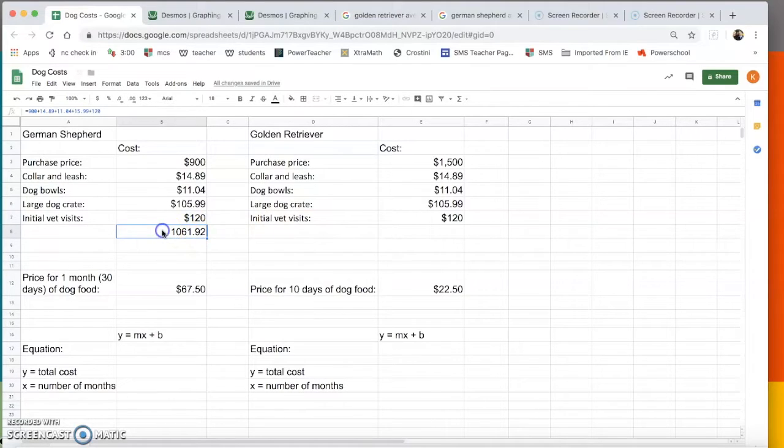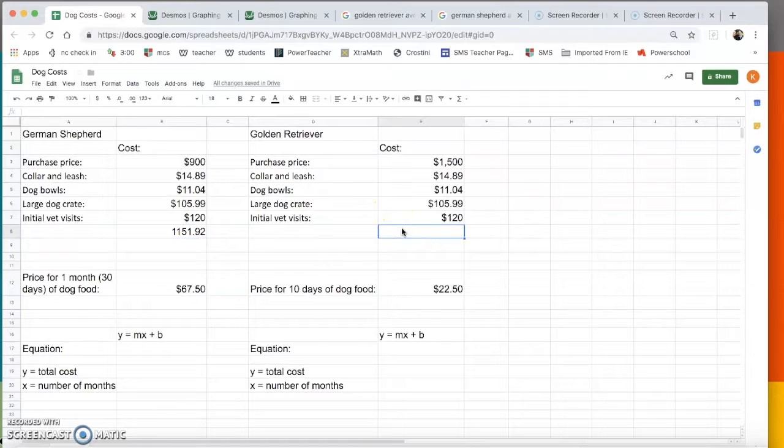Now, I've added this up before, so I can tell that I made a mistake somewhere. So what I'm going to do is in class click on this again, press enter, and show kids that you could look back at the information to check your work. So $900 for the purchase price of the German Shepherd, that's right. $14.89, yes. $11.04, that looks good. Oh, the large dog crate was $105.99, and I typed in $15.99. So I made a quick correction, press enter. Okay, that looks much better.